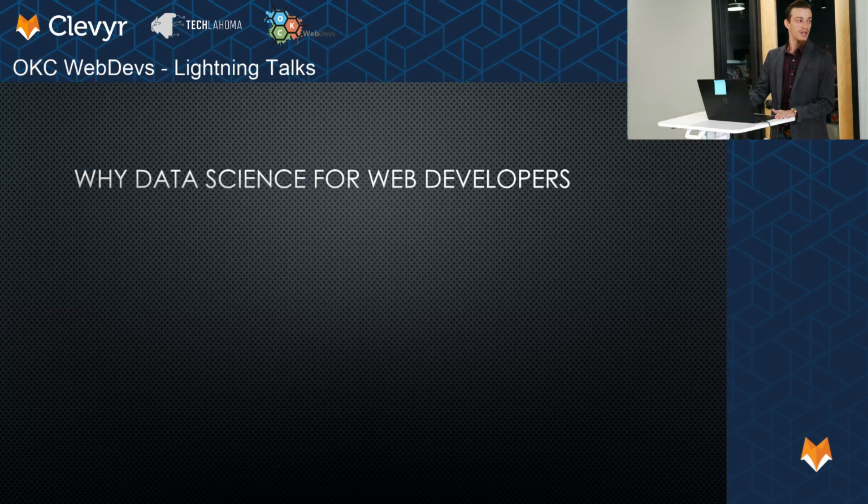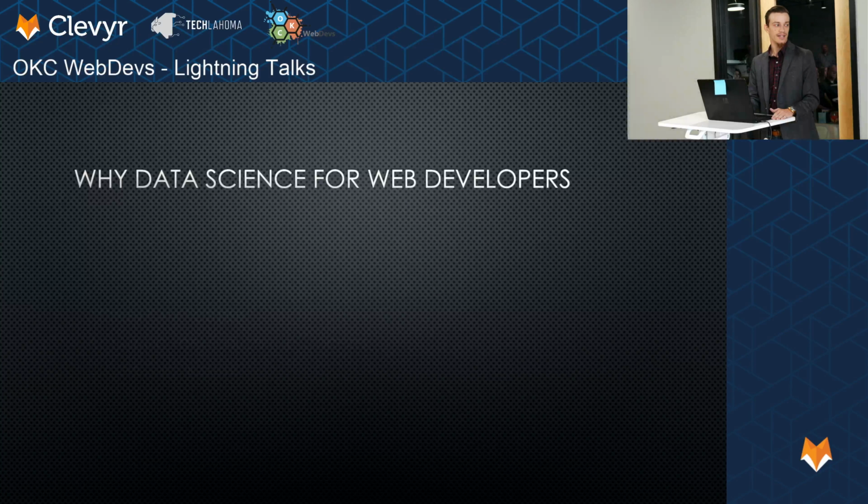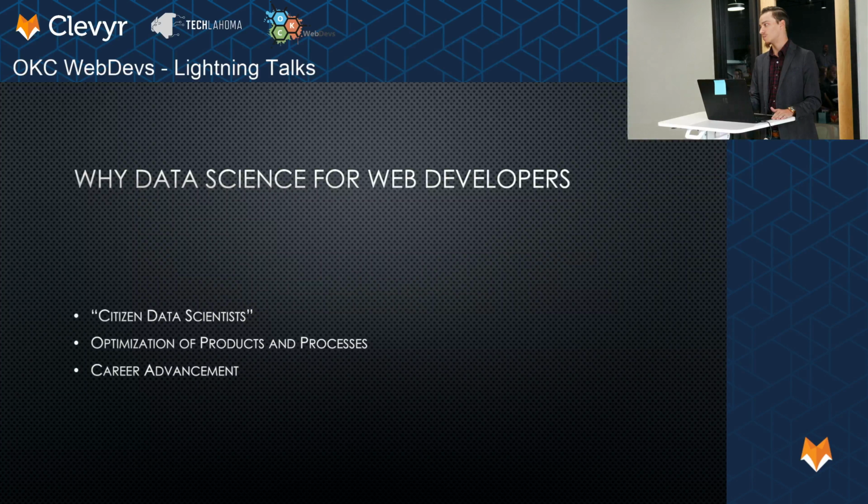A reason could be optimization for products and processes. I'm pretty sure everyone's job, no matter what you do or where you work, involves at least something to do with optimization of a process or a product. Some data science techniques can help with any of that. And then lastly, career advancement. Someone might actually want to become a data scientist. Someone might just want to be in a managerial position, which includes a data science team. And sometimes having a basic knowledge of data science can help in that field.